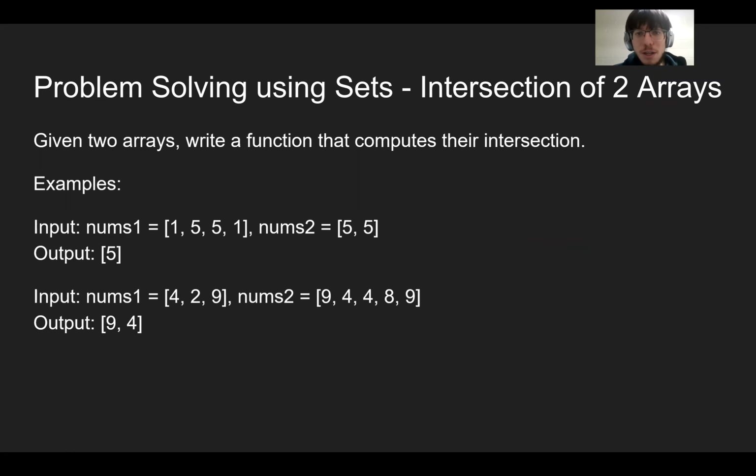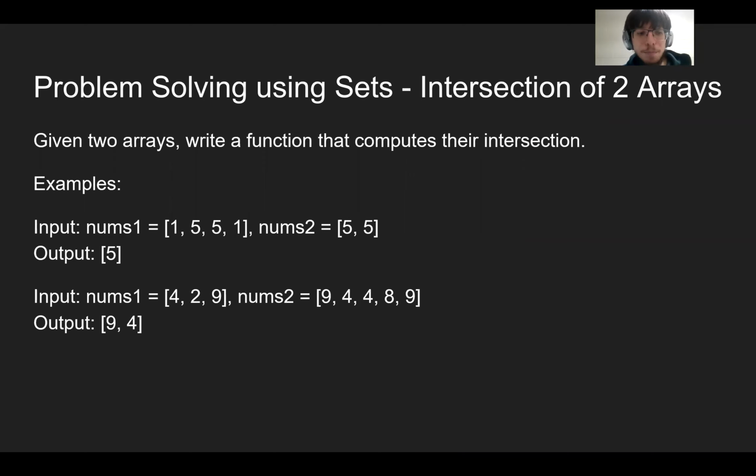So let's try and do this. Intersection of two arrays. Given two arrays, write a function that computes their intersection. As an example, we can look at the input. Nums1 is 1, 5, 5, 1. Nums2 is 5, 5. We want to output 5, which is their intersection.